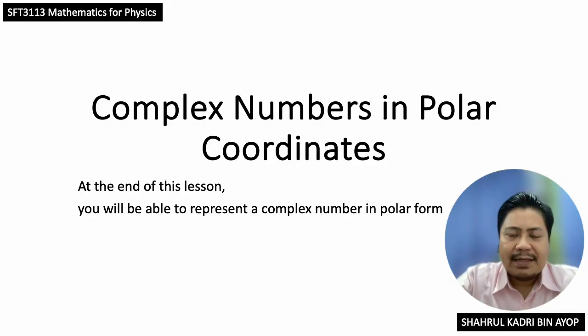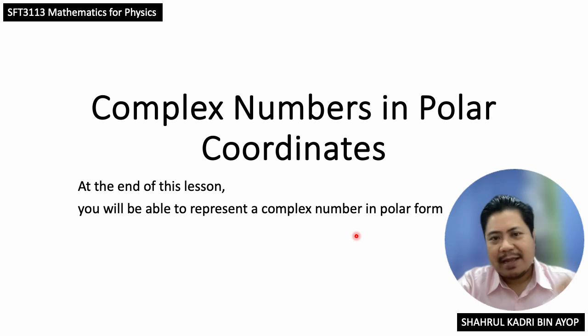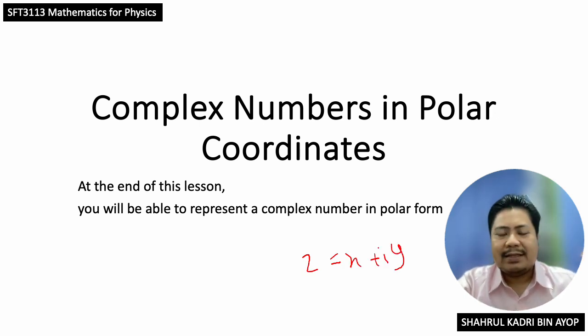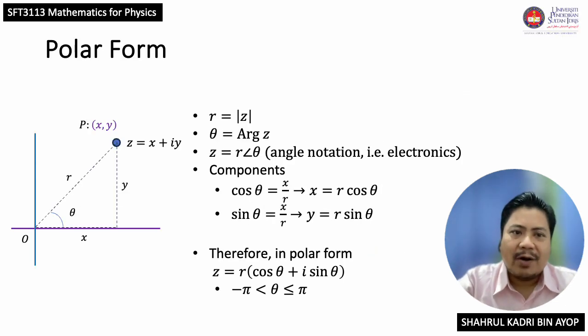Okay, complex number in polar coordinates. At the end of this lesson, you will be able to represent a complex number in polar form. You have learned that a complex number can be represented in a standard form, which is z equal to x plus iy. In this lesson, you will learn that a complex number can also be represented in a polar form. So what is a polar form?